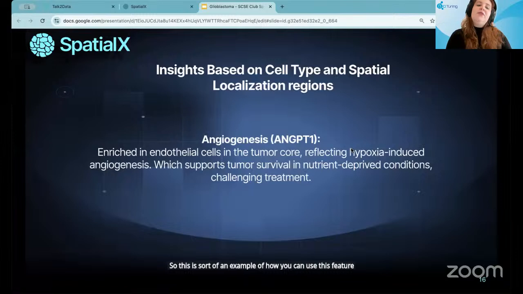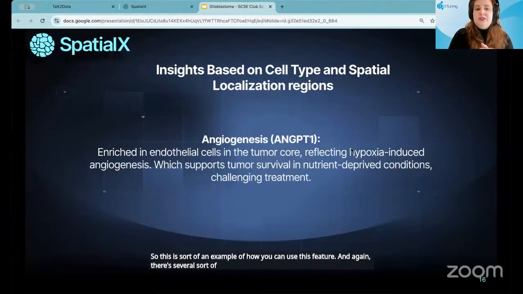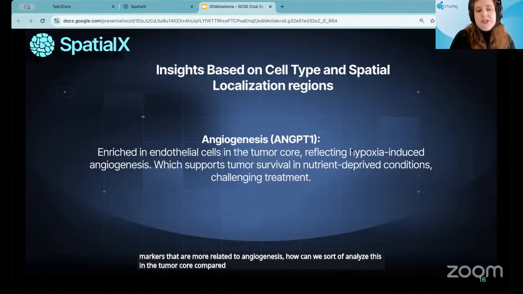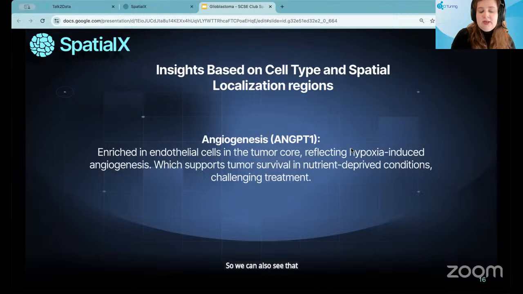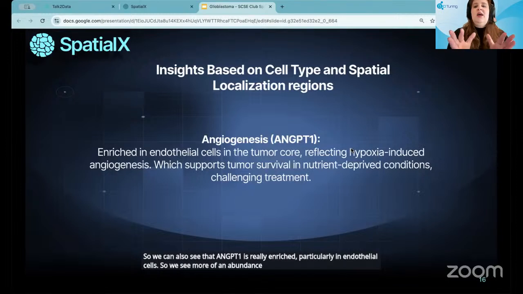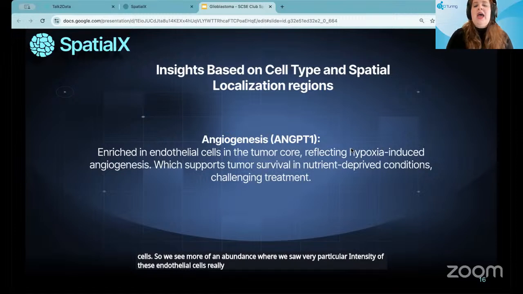And again, there are several analyses that we wanted to understand. So other markers that are more related to angiogenesis, how can we analyze this in the tumor core compared to healthy donor cortical regions? So we can also see that ANGPT1 is really enriched, particularly in endothelial cells. So we see more of an abundance where we saw very particular intensity of these endothelial cells located in the tumor core. And this reflects hypoxia-induced angiogenesis.